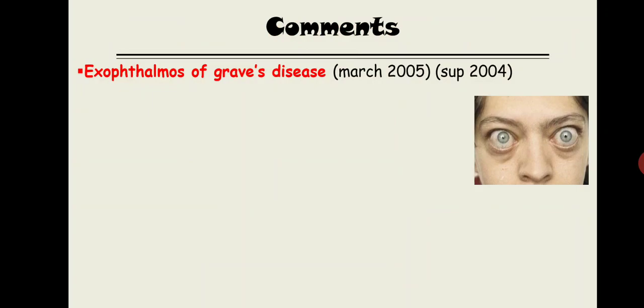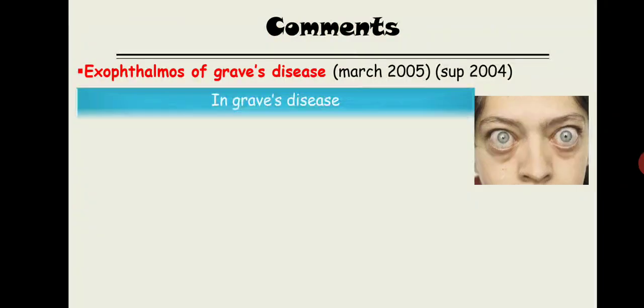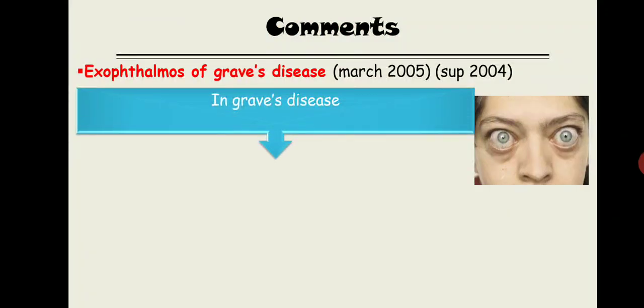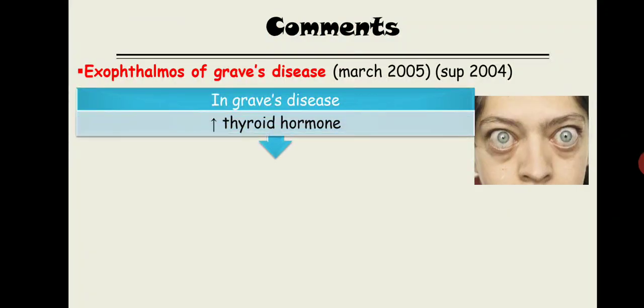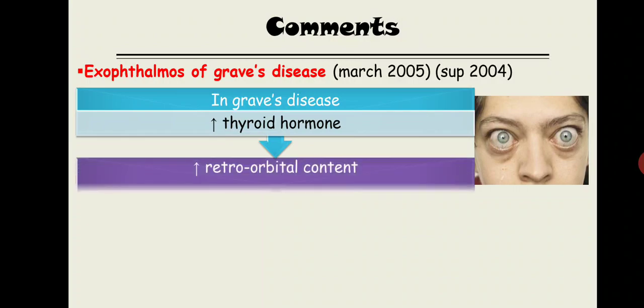So what will you write down in this comment? You have to write it in this way: in Graves disease there is increased thyroid hormone synthesis, increased thyroid hormone level, and ultimately there is increased retroorbital content. Now what happens? This retroorbital content will lead to the bulging out of the eyeball.